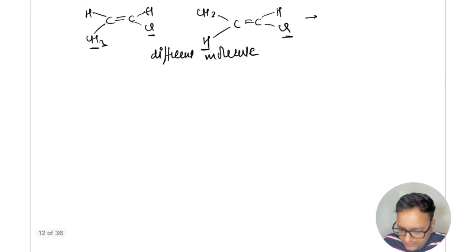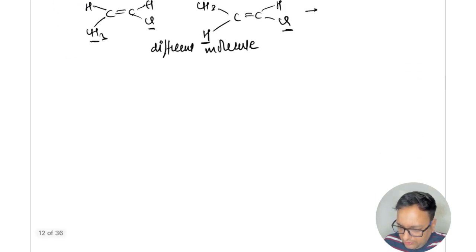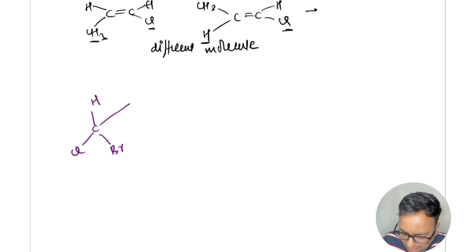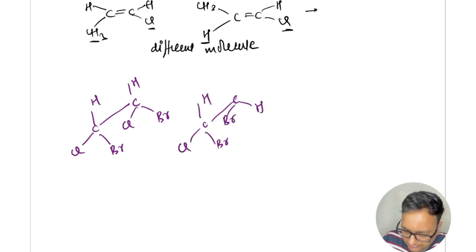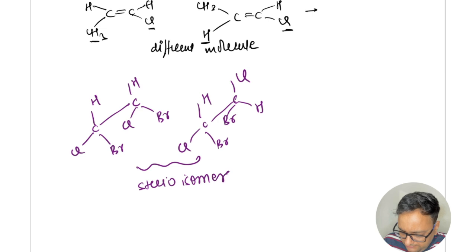Right. If I look at more examples, like the carbon is here, H is there, then Cl is here, Br here, then another carbon tetrahedrally attached to another C, Br, then C, then H, then Cl, then Br, then Br, then H, then Cl. So these together are stereoisomers. Okay.